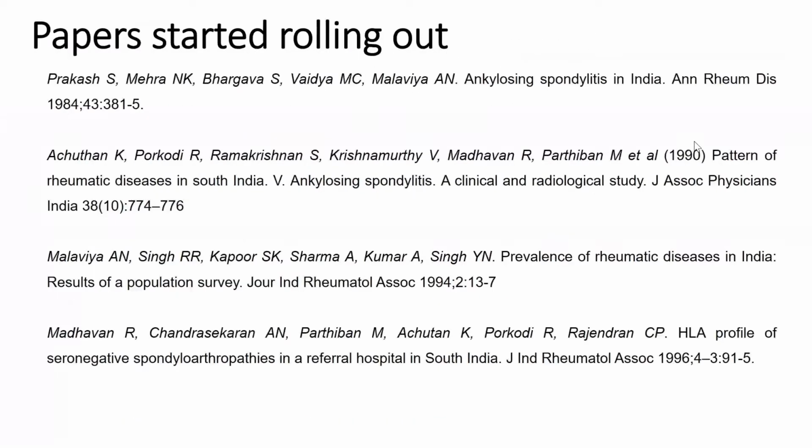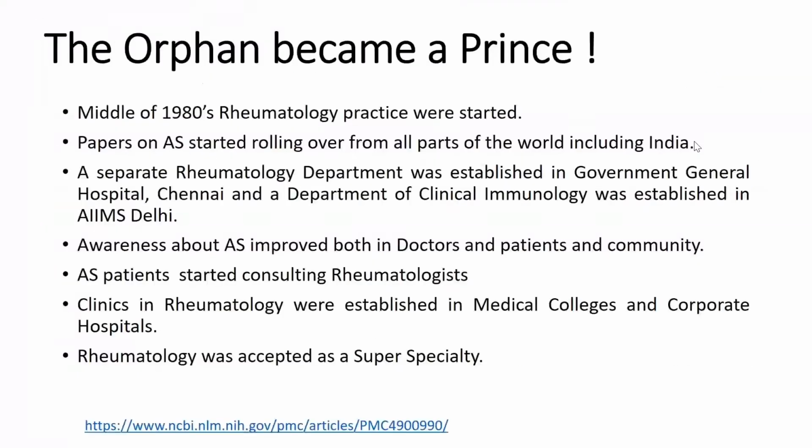Next slide, please. No, the previous slide. Then the orphan became a prince. If you take Buddha, Siddhartha the prince became a beggar. But here it's just the opposite. The orphan rheumatology became a prince. And that is how rheumatology grew in the 1980s and 90s. Next slide, please.